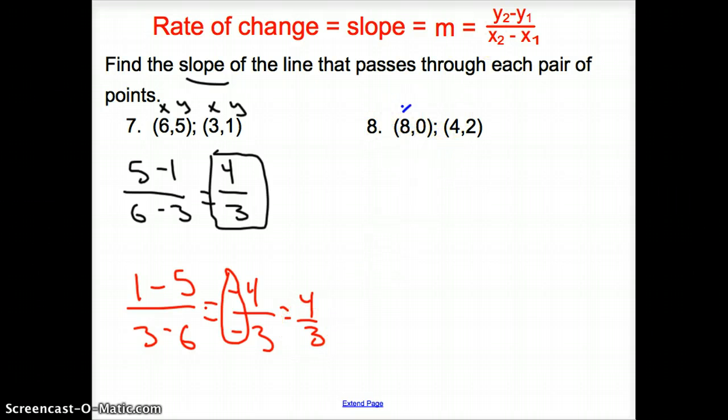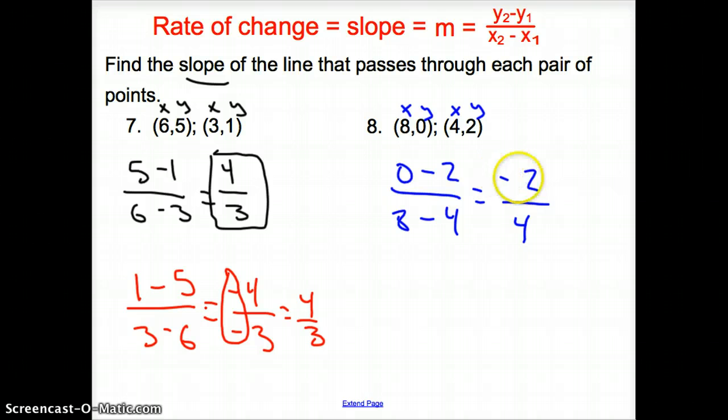Hang in, you're doing great. Again, x, y. If it helps you, put an x, y. I'm going to pick this point first, so it's 0 minus, that point second, 2 over, I have to go back to that same point that I picked, so I'm picking 8 minus 4. We have negative 2 on top, we have 4 on the bottom, negative 2 over 4, which is great. Can we simplify that at all? We can take a 2 out of the top and the bottom to simplify to 1/2, so our slope is negative 1/2.